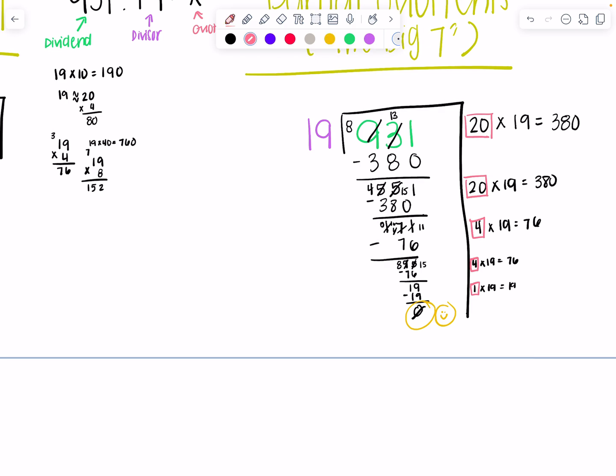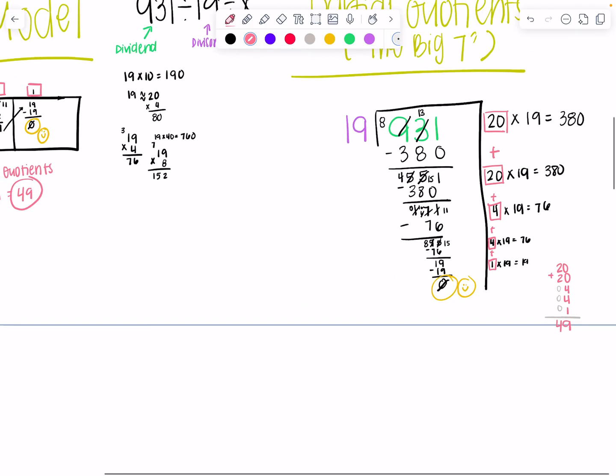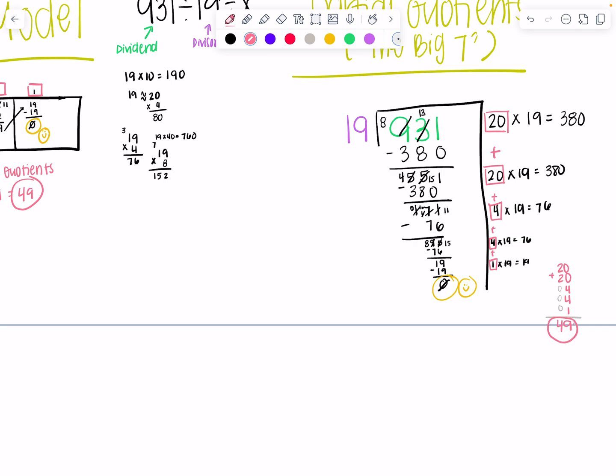So now I'm going to add up my partial quotients. So 20 plus 20 plus 4 plus 4 plus 1. I'm going to add my zeros for Miss Anderson's sake. 0 plus 0 is 0, plus 4 is 4, plus 4 is 8, plus 1 is 9. 2 plus 2 is 4. And we got 49 for both. So we know that 931 divided by 19 equals 49.